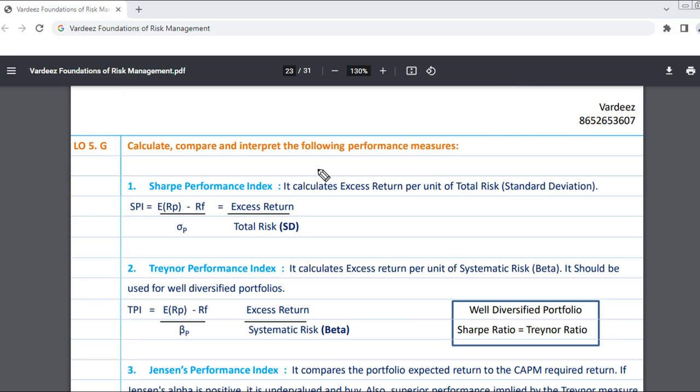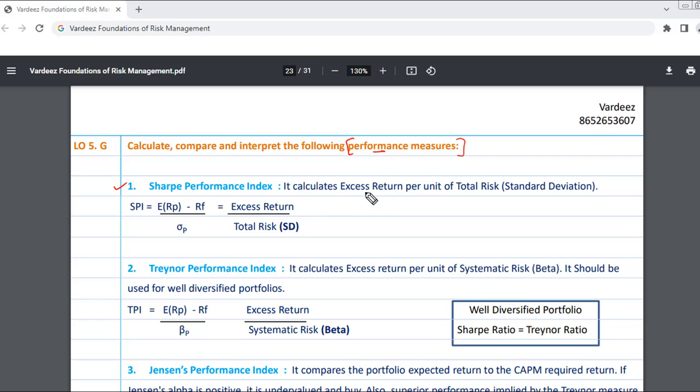Alright, now finally the last learning objective, and that is calculate, compare and interpret the following performance measures. Performance measures are a way in which you can find the performance of the portfolio manager. So basically, if you want to quantify how your portfolio performed relative to a benchmark, you can calculate one of these performance ratios.